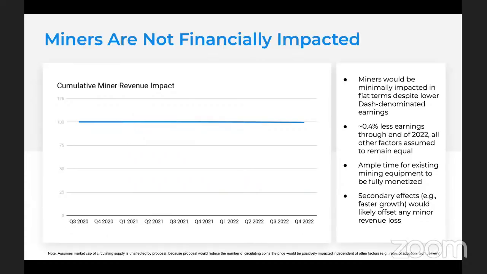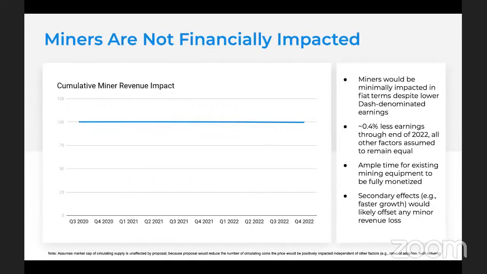It also doesn't take into effect secondary effects. So if we have a more stable market cap ranking and more stable price, that should lead naturally to faster growth and adoption of users. That additional benefit would likely offset this even more and mean that even for miners, this would be a positive change over the next couple of years, the time period during which they're monetizing their existing equipment.